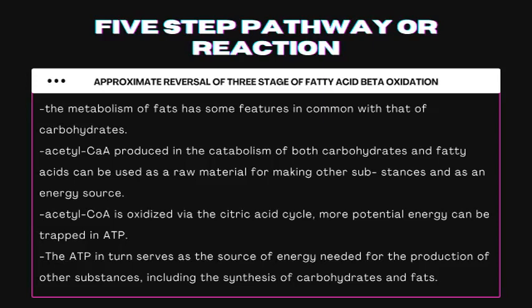The metabolism of fats has some features in common with that of carbohydrates. Acetyl-CoA produced in the catabolism of both carbohydrates and fatty acids can be used as a raw material for making other substances and as an energy source. Acetyl-CoA is oxidized via the citric acid cycle. More potential energy can be trapped in ATP. The ATP in turn serves as the source of energy needed for the production of other substances, including the synthesis of carbohydrates and fats.